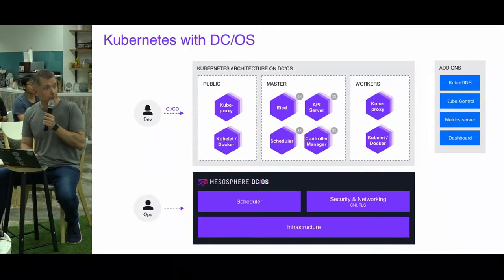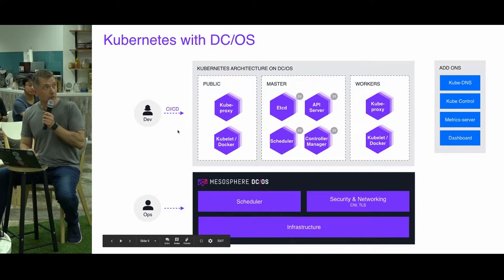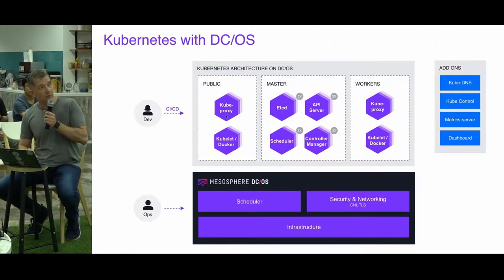So how does it look? We have DCOS, the Mesos part, and you have your workers, your masters, and public workers which run on public DCOS agents. So basically you can use Traefik to expose your web apps externally in an easy way. And the usual add-ons: kubectl, basically the kube client, metrics server, dashboard, all come installed by default.